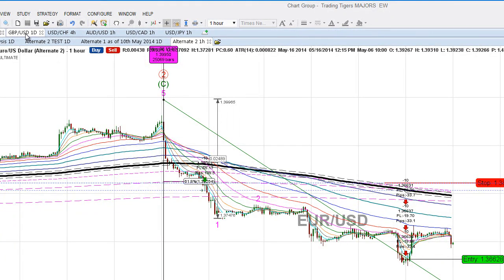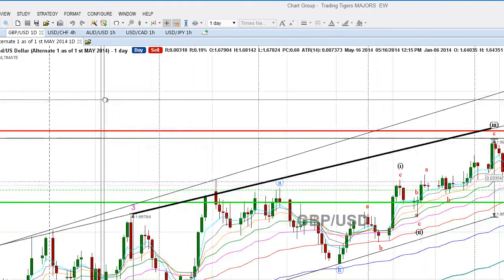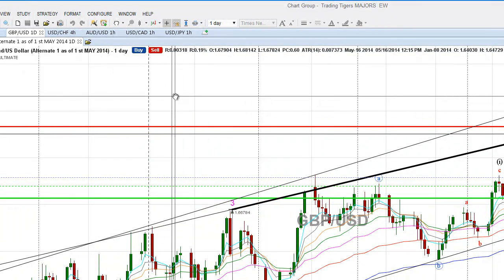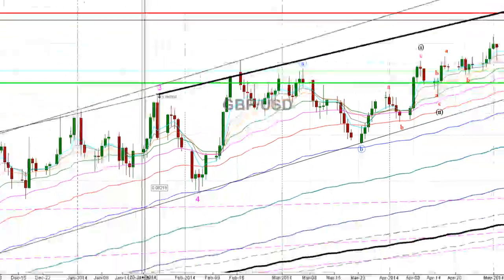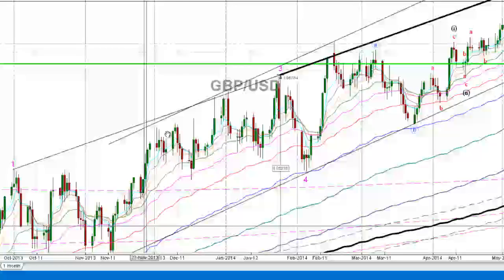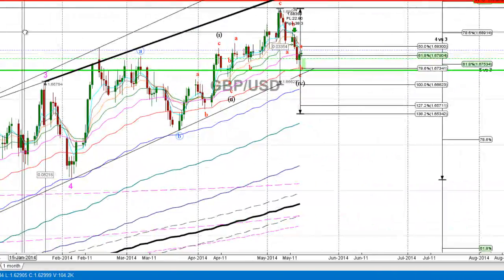Okay, now let's just move to the pound dollar. The pound dollar is basically what we're looking at. I've taken it to the daily chart. I'll show to you a little bit further where we're looking at it.